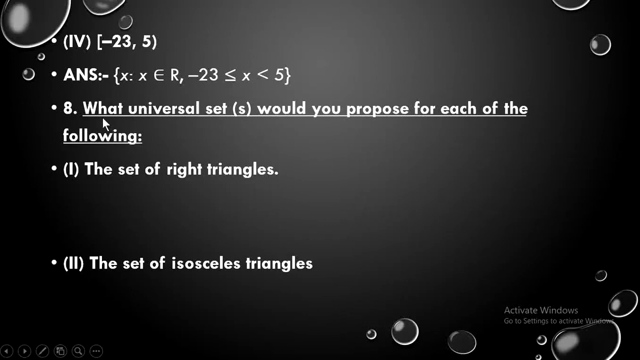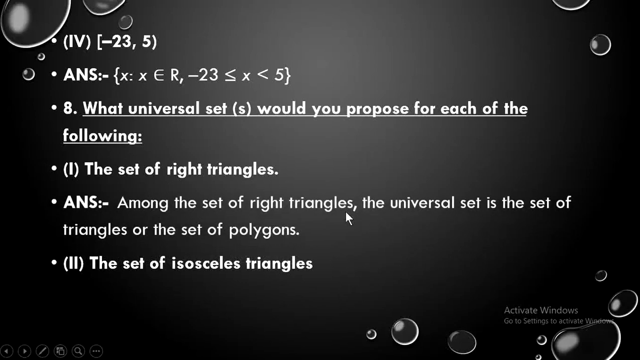Now the next bit says: what universal set would you propose for each of the following? The sets are given here and you need to propose the universal set for them. A universal set means the set which contains all the elements of the other sets. Basically it contains all the elements that the other sets might be having. Now the first question says the set of right triangles. Among the set of right triangles, the universal set will be the set of triangles or the set of polygons.